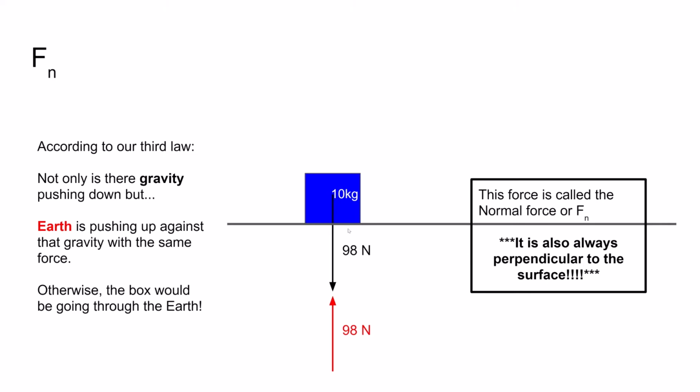So this is our normal force. This is the Earth pushing back against our object. It is always perpendicular to the surface. And if you remember what perpendicular is, you know that it means it's always at a right angle to the surface. Okay? You may be wondering what that means. I'll talk about what it looks like when it's on a slope in a second.